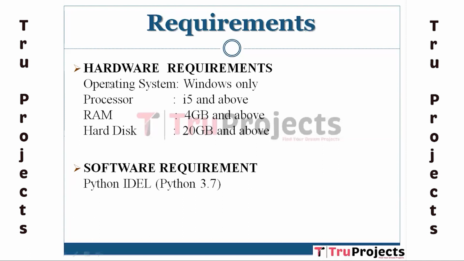Requirements of the project are hardware requirements and software requirements. In the hardware requirements, operating system of Windows, processor of i5 and above, RAM of 4 GB and above, and hard disk of 20 GB and above are required. In software requirements, Python IDLE of version 3.7 is required.